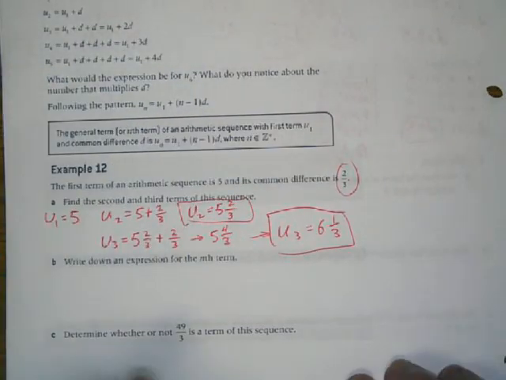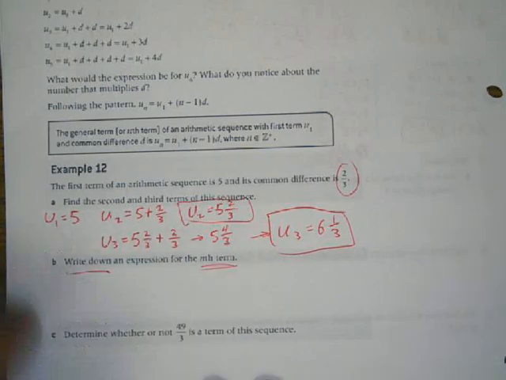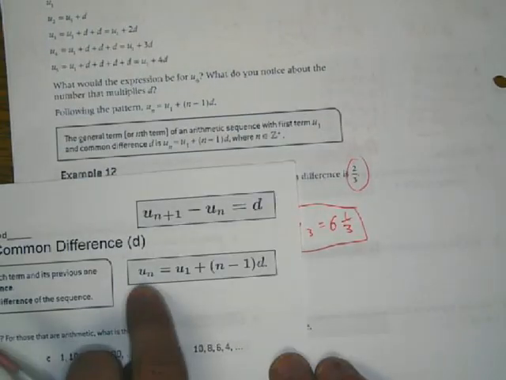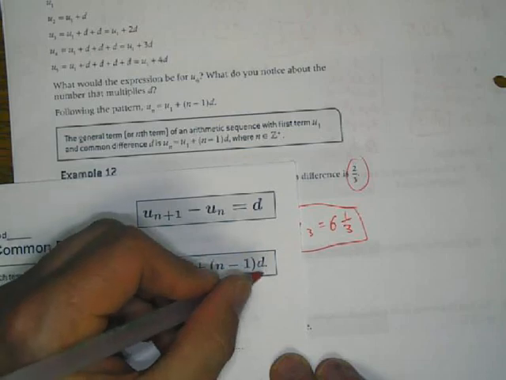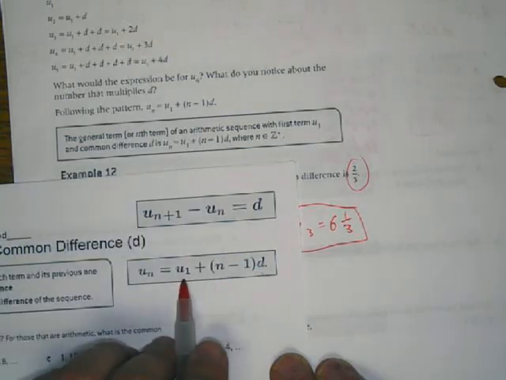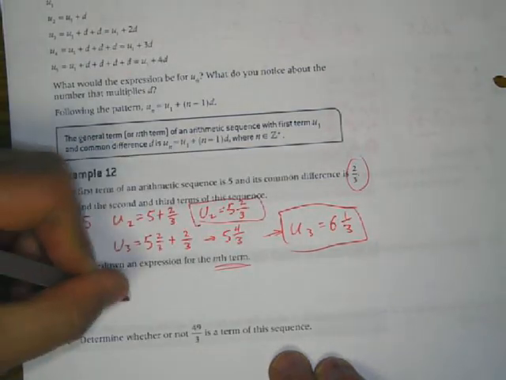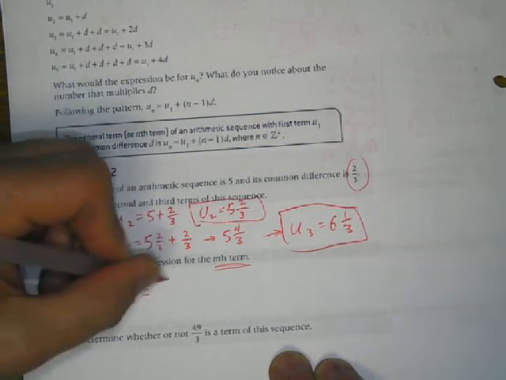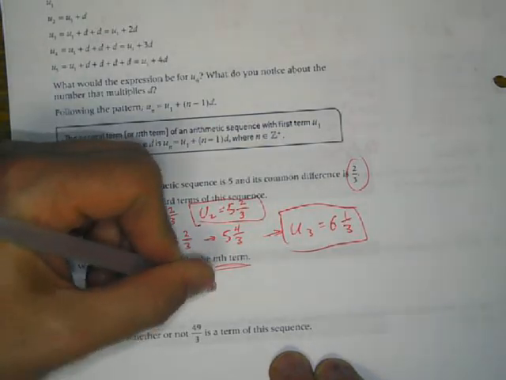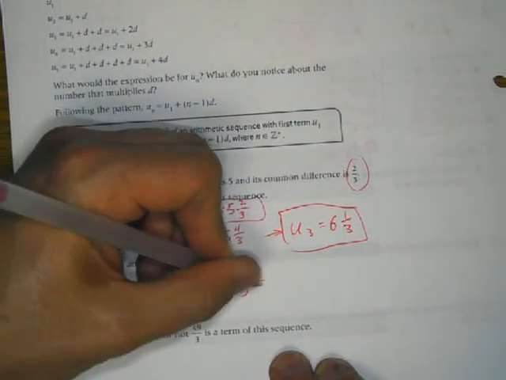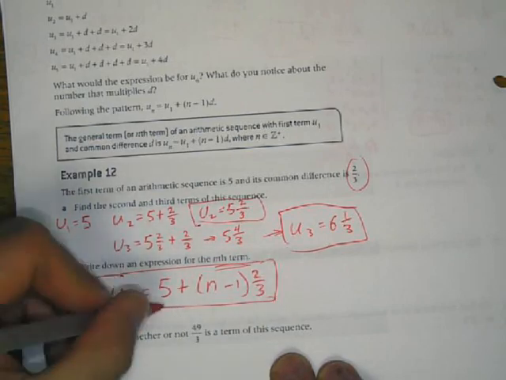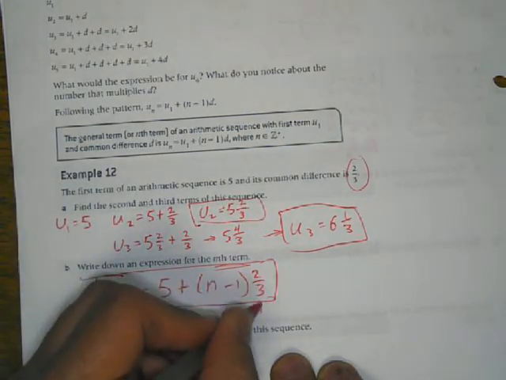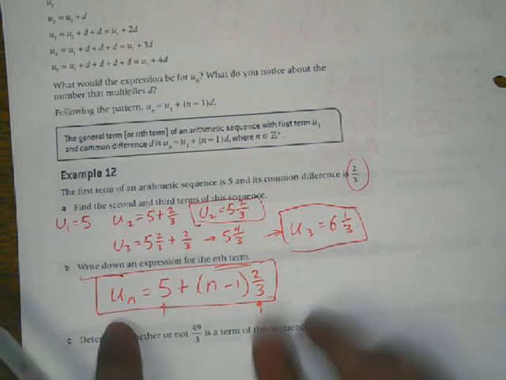Write down an expression for the nth term. Using what we said earlier, u sub n equals u sub 1 plus n minus 1 times d, where d is the common difference, n is the number of terms, and u sub 1 is the first term. So we're going to write this as u subscript n equals 5 plus n minus 1 times 2/3. If I'm writing a general expression, I need the u sub 1 that's given and the common difference, which should be given. That's my general expression.